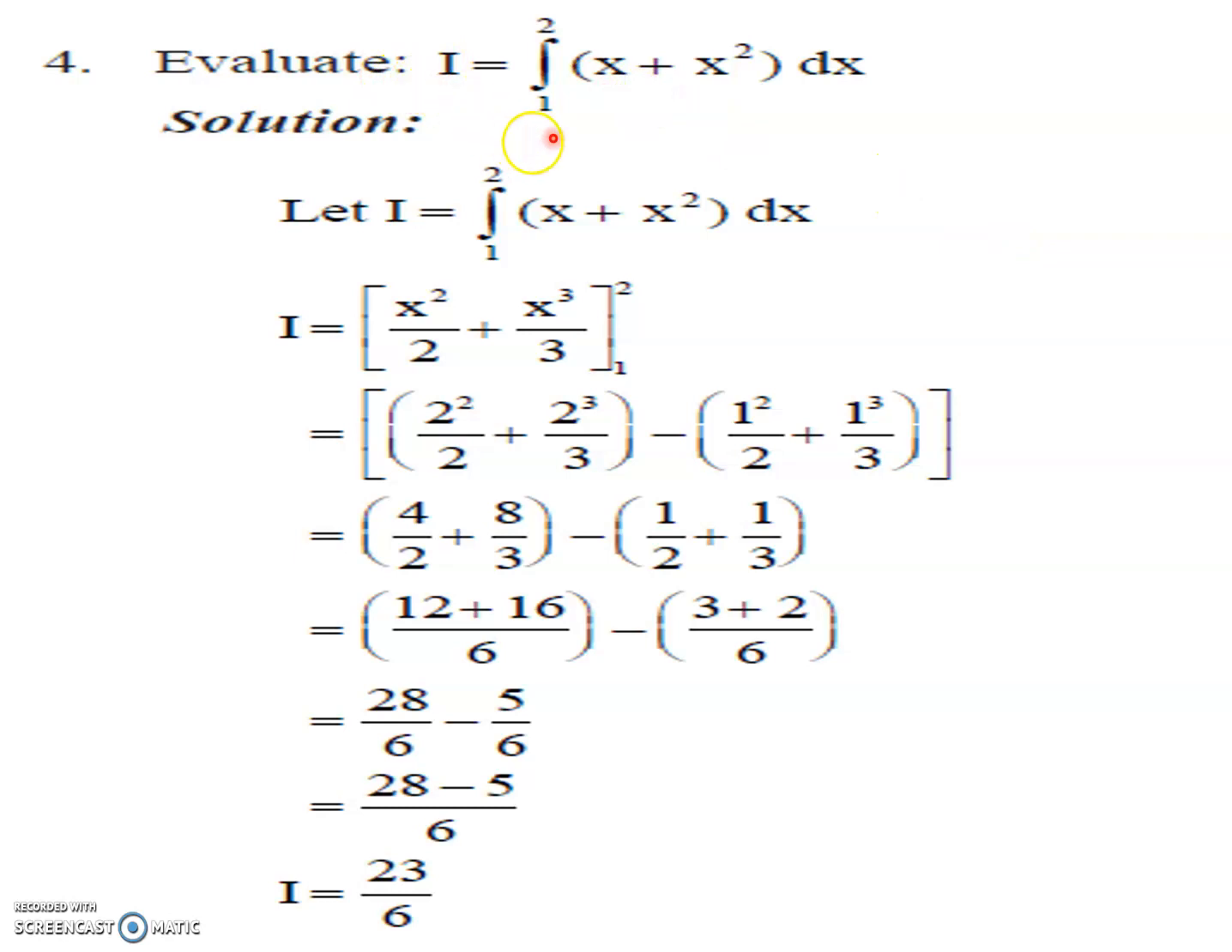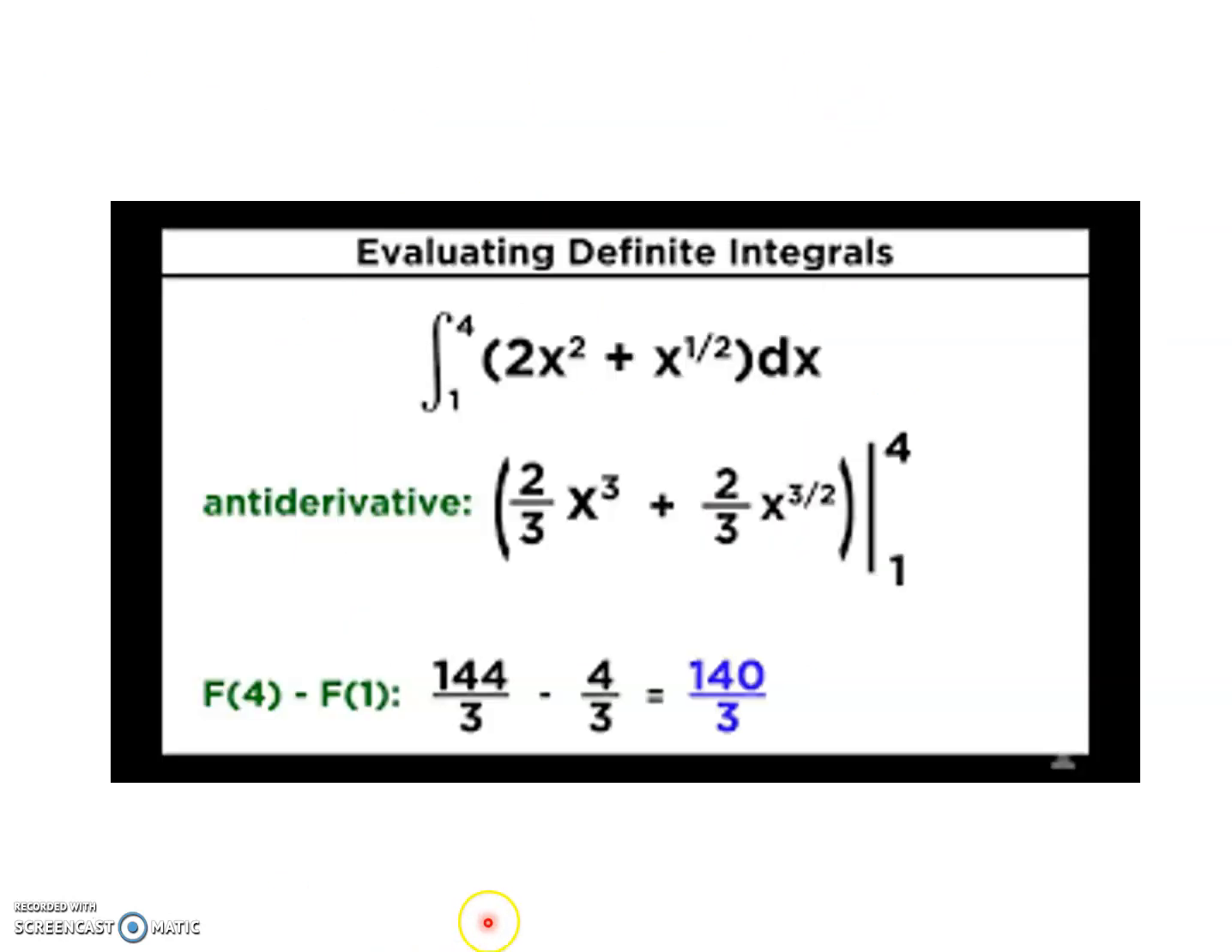So the integral I from lower limit 1 to upper limit 2 of x plus x square dx is exactly 23 upon 6. Now we have to find the next definite integral. Again, addition is there, so obviously we have to take the separate integration of each term. What is the integration of x square? Yes, we know that the integration of x raised to n is x raised to n plus 1 upon n plus 1. That's why 2 upon 3 x raised to 3 plus 1 upon 2.